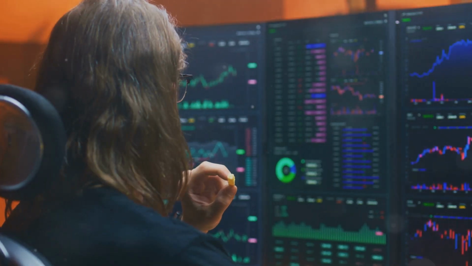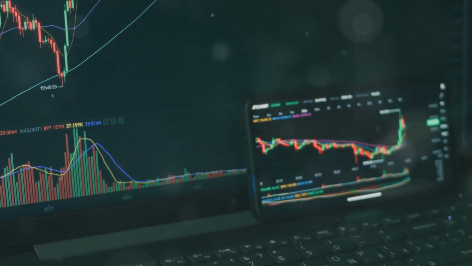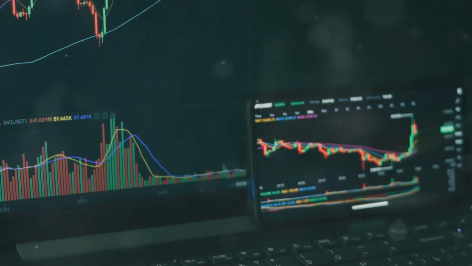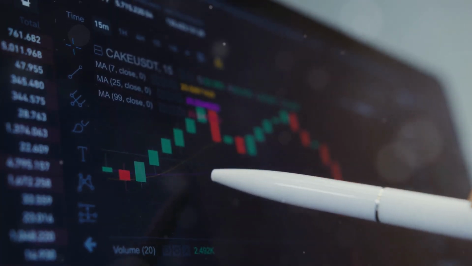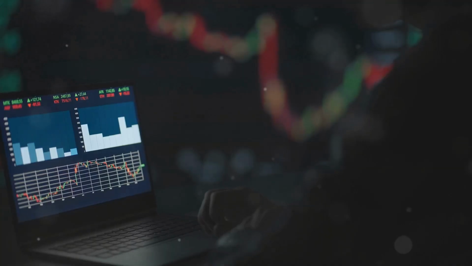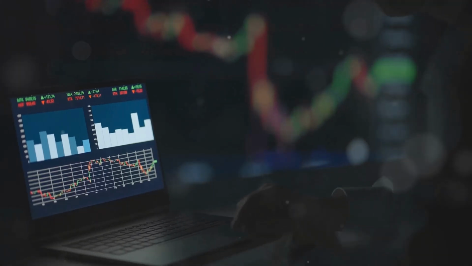Next, pick what suits your strategy. For trend following, go with moving averages or MACD. Hunting for reversals, try RSI or stochastic oscillator. Trading on volatility, Bollinger Bands are your friend.